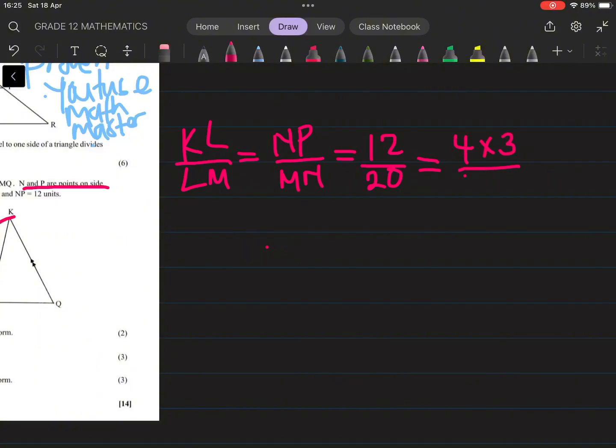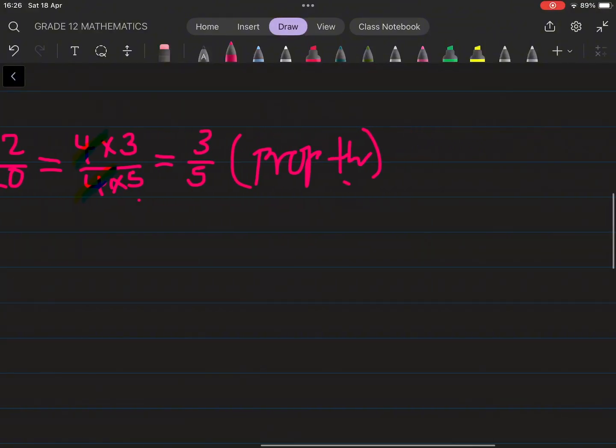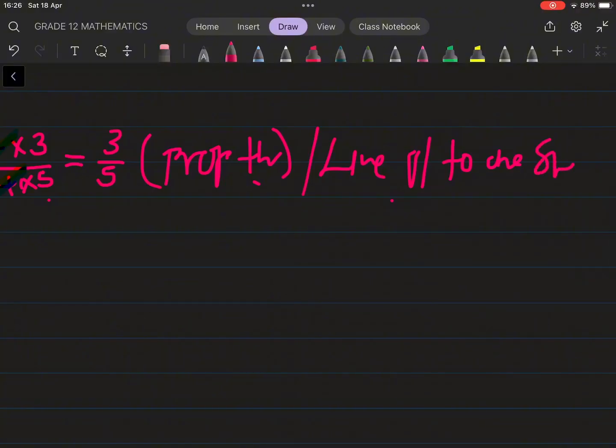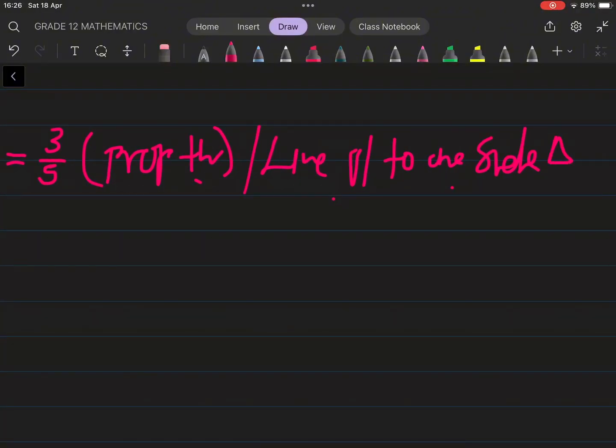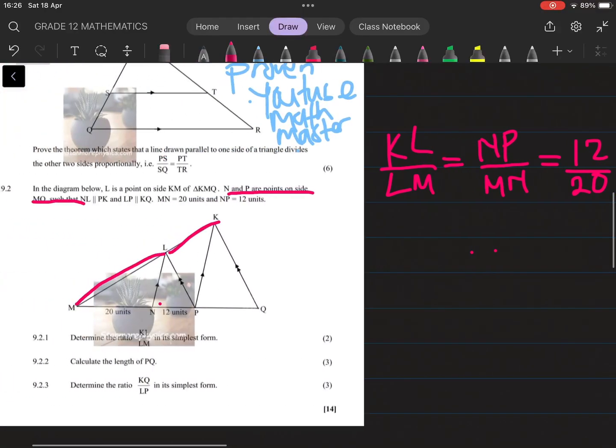Then we'll have 12 divided by 20, where 12 is 4 times 3, and 20 is 4 times 5. Then 4 will divide 4, and we'll be left with 3 over 5. And then you state your reason, which is the proportionality theorem, or a line drawn parallel to one side of a triangle. We can write it in this form: line drawn parallel to one side of a triangle. Okay, now let's move to the next question.